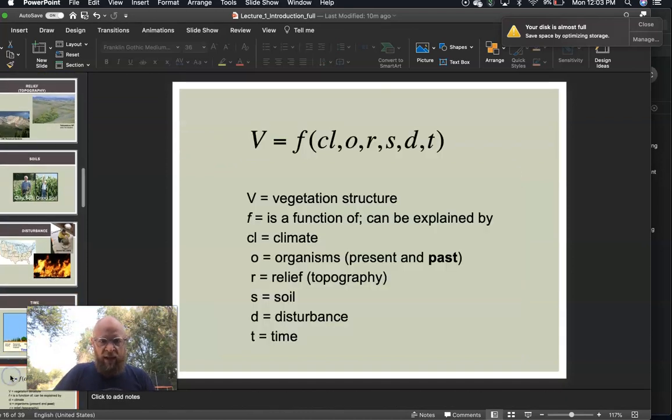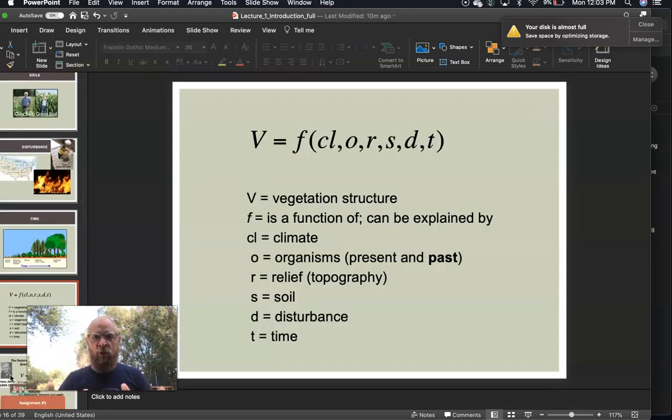So you need to know this equation and be able to give an example of each of these six factors: climate, organisms, relief, soil, disturbance, time. When I'm thinking about examples for climate, you might think about temperature and how temperature changes a lot from the south to north and how that affects what plants can grow in a particular area. Or you could think about the timing of precipitation. A place that has dry summers and wet winters might look different than a place that has precipitation all year long.